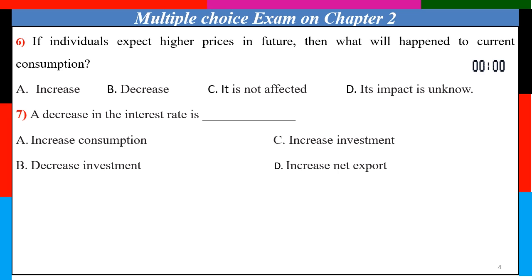Question number 6. If individuals expect higher prices in the future, then what will happen to current consumption? A. Increase. B. Decrease. C. It is not affected. D. Its impact is unknown.